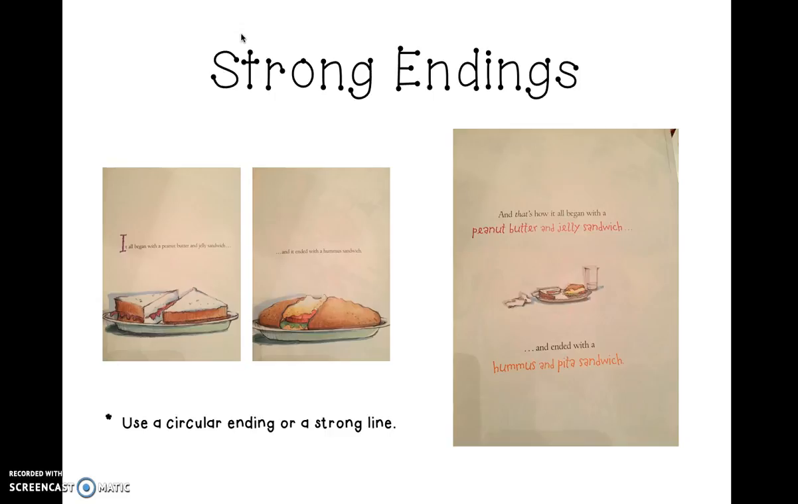So thinking in my head, okay, that was the beginning, and then this page over here is the final page. And that's how it all began, with a peanut butter and jelly sandwich and ended with a hummus and pita sandwich. So this is using a circular ending because it's similar to the very beginning of the book. And so this author chose to make a strong ending by using the same line from the beginning of the story at the end of her story to show that the story has actually ended.